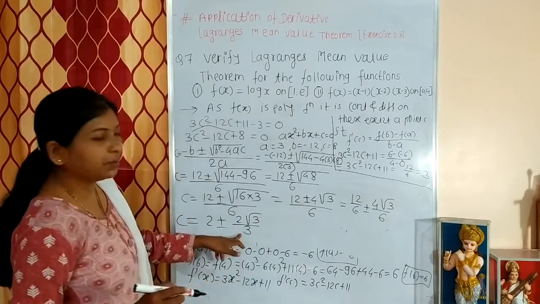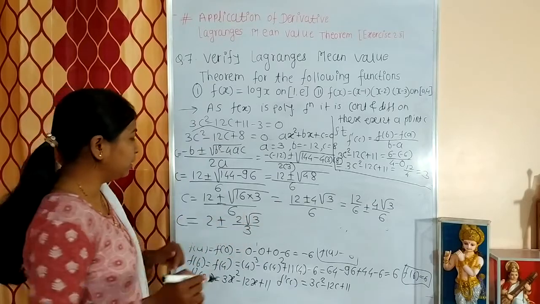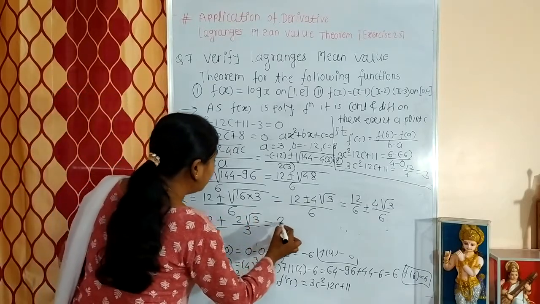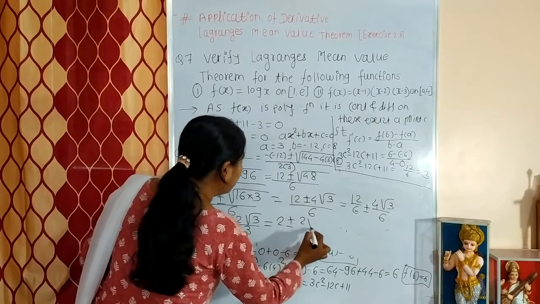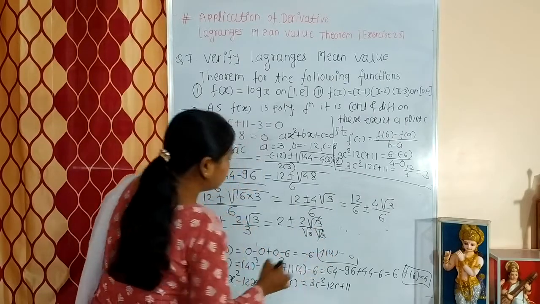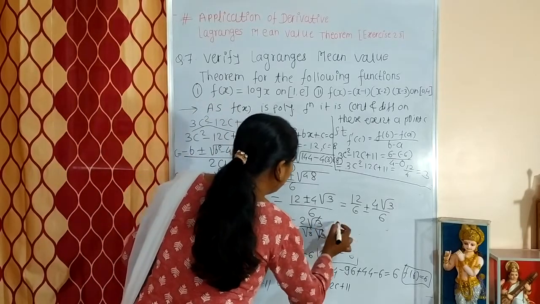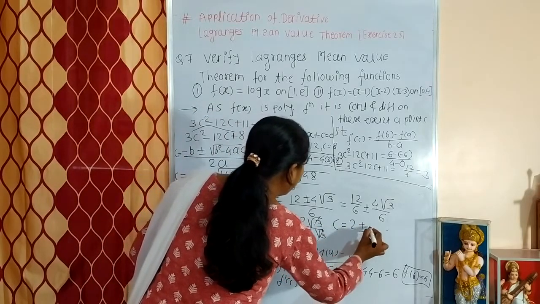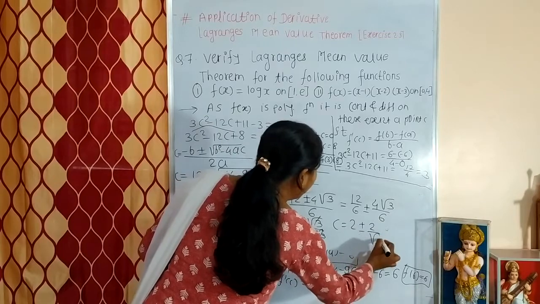Then this 3, what does it mean? Root 3 into root 3. So out of this one root gets cancelled. Means how to simplify this? Look carefully. This 2 into root 3, this 3 means root 3 into root 3. So out of this one root gets cancelled. So what is the solution? C is equal to 2 plus minus 2 divided by root 3.